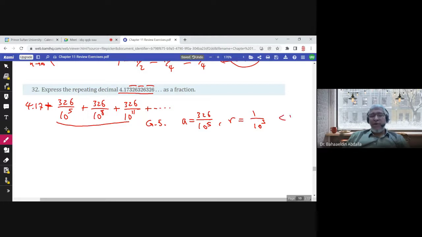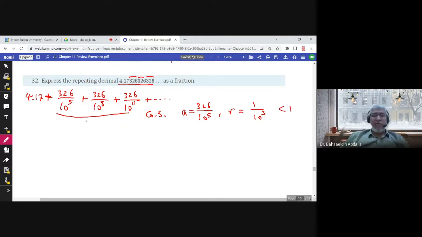And R is less than 1, so this is a convergent geometric series. So I can find the sum of this geometric series. What is the sum? It is A, which is 326 over 10 to the power 5, over 1 minus R. And R is 1 over 10 to the power 3. And you can find this by the calculator or multiply by 10 to the power 5 up and down.